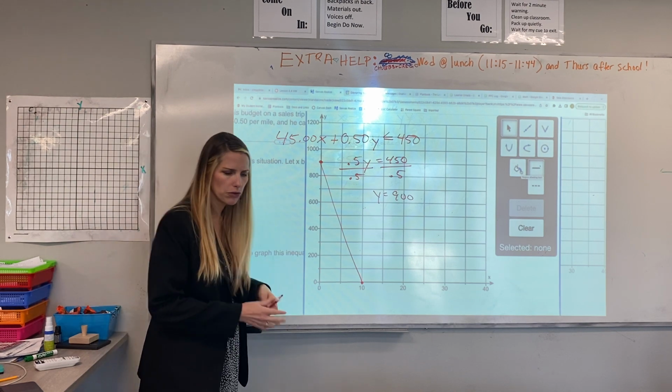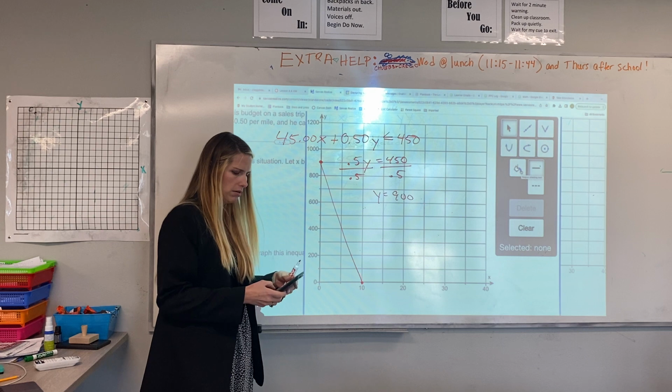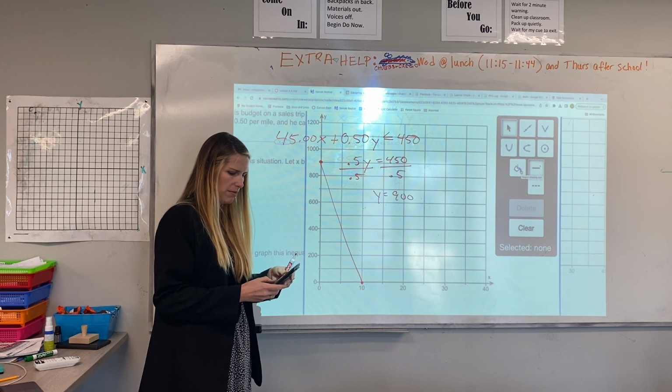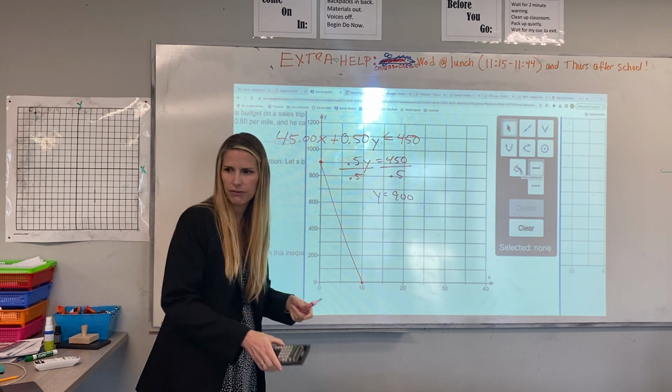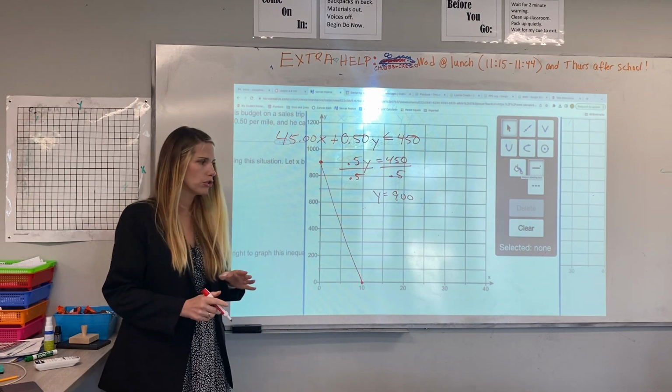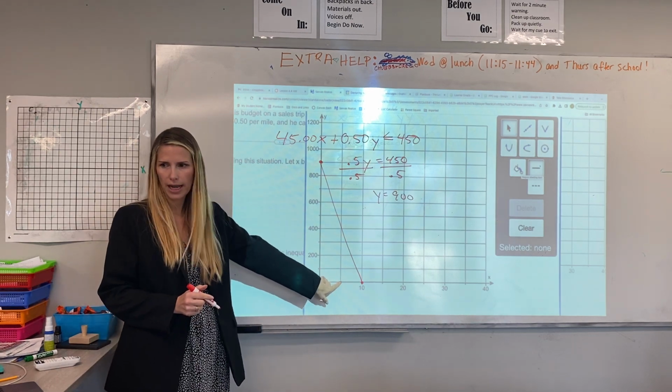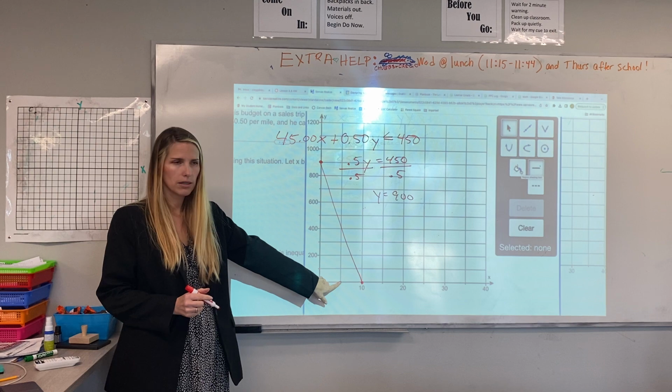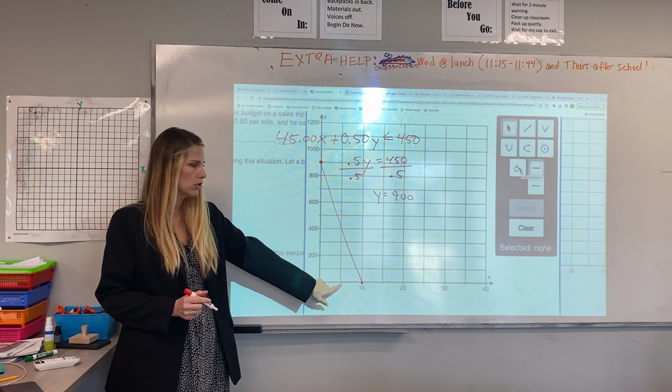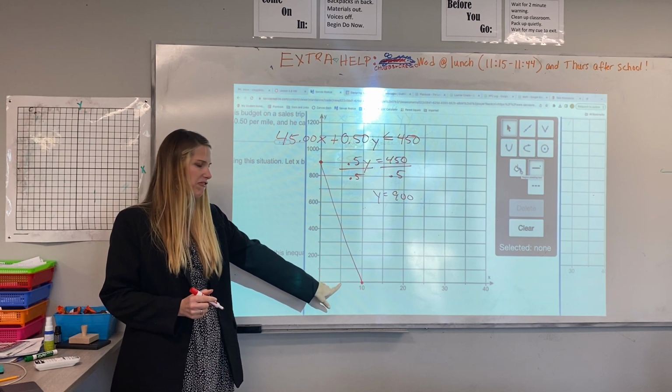Whoa, whoa, whoa. 250 divided by 50 is 5. Is that what you got? So you got 5 as your x-intercept? Yeah. Okay, good. So your x-intercept would be 5.